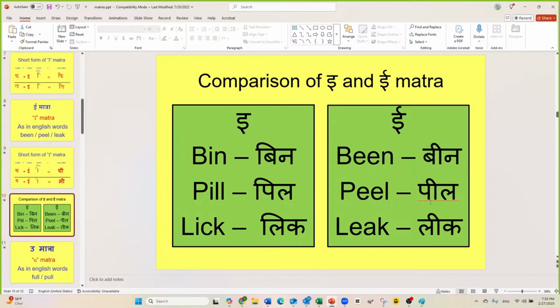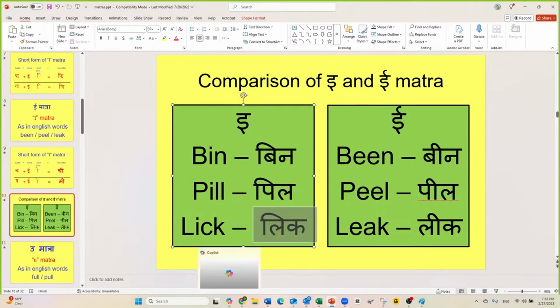Okay, so in Hindi, they're represented by two different things. This I is represented by a loop on the left hand side. This E is represented by a loop on the right hand side. You all see this? Bi and Bee, pi and Pee, li and Lee, and so on.